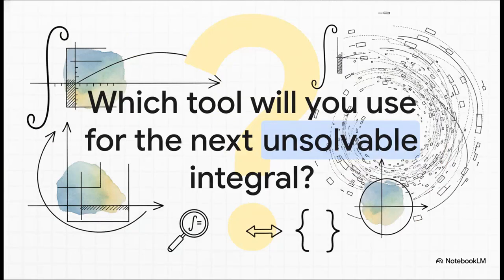And that's really what the comparison test is all about. It's not about finding a number, it's about understanding behavior. It's an incredibly powerful way to prove that an area is finite even when you literally can't calculate its exact value. So the next time you see an integral that looks impossible, don't give up. Just ask yourself, what does this behave like, and which tool can I use to prove it?